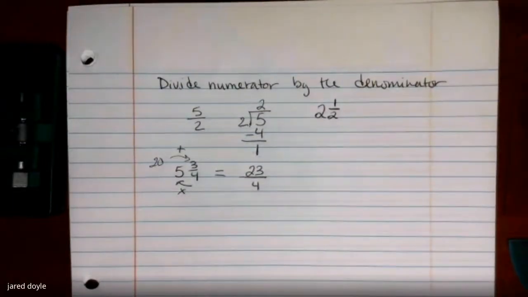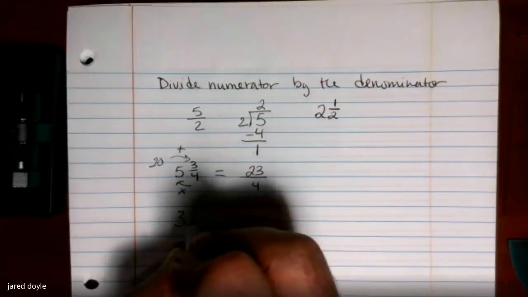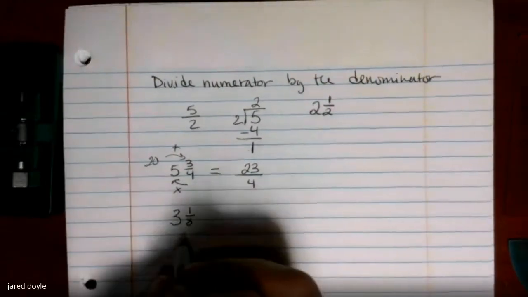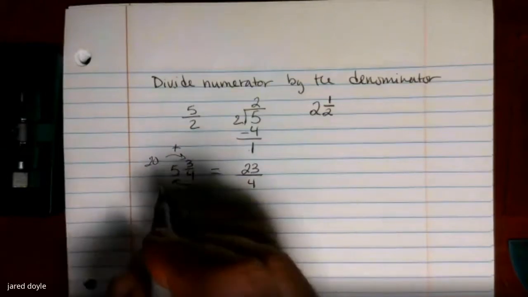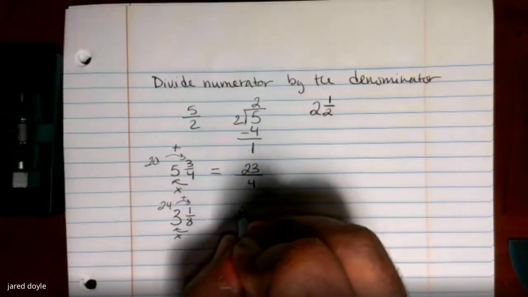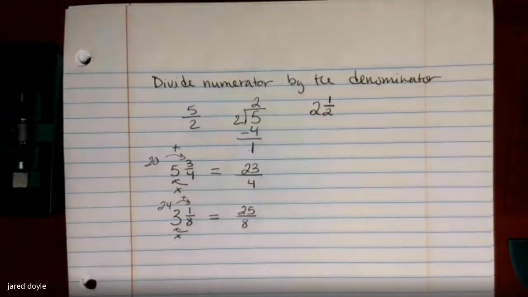So let's do that again. Let's do it with 3 1/8. Okay, so here we go. Times e. 3 times 8 is 24. Plus e. 24 plus 1 is 25. So 25/8 is equivalent to 3 1/8. So again, you're just going to multiply the denominator times the whole number and then add it to the numerator. Okay? That is how you go from a mixed number to an improper fraction.